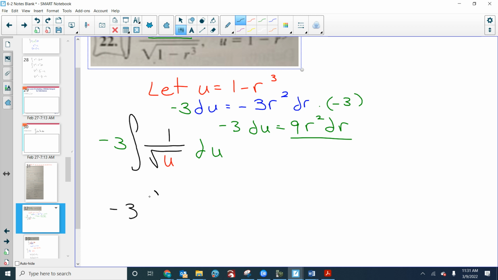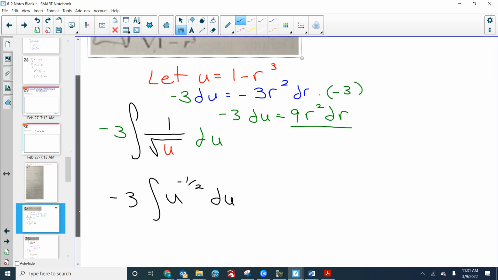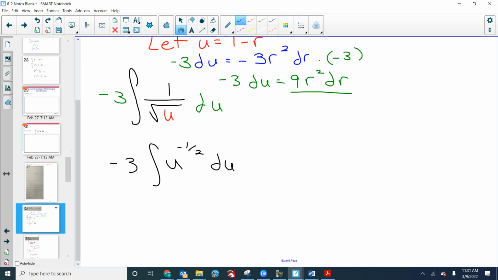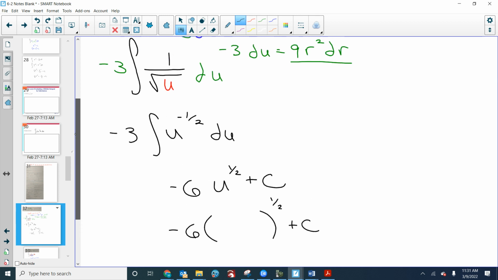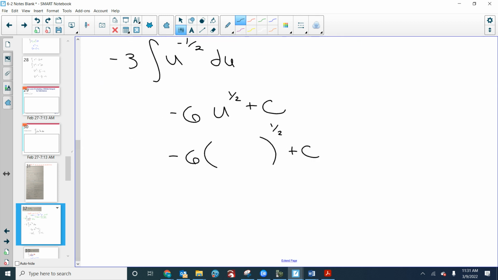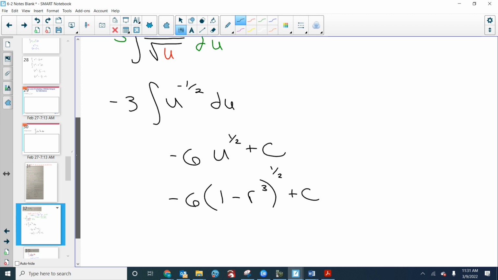So negative 3. No calculus involved yet. Add 1 to the exponent. What happens when I add 1 to negative 1/2? I get u to the 1/2 and divide by 1/2, same thing as multiplying by 2. So I get negative 6 u to the 1/2 plus a constant. Negative 6 something to the 1/2 plus a constant, and we let u equal 1 minus r cubed. Is that what they had? Square root. That's fine. We good?